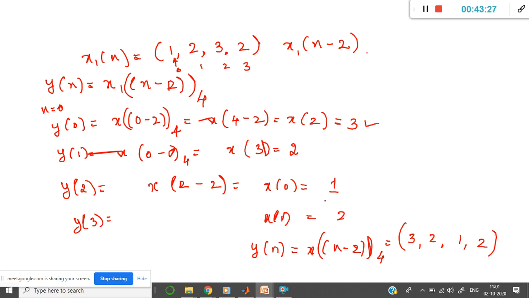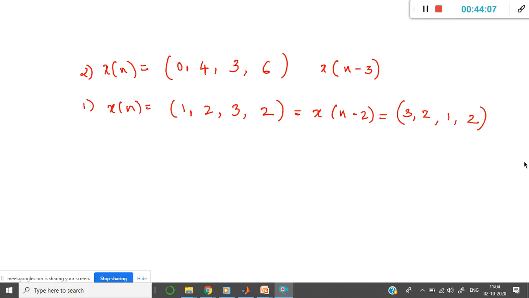So let me give you one more example. Just quickly try this and give me the answer. Consider x of n equal to 0, 4, 3, 6. Perform a circular shift of x of n minus 3. Can you do it quickly and let me know the answer? I will be waiting in the chat room.